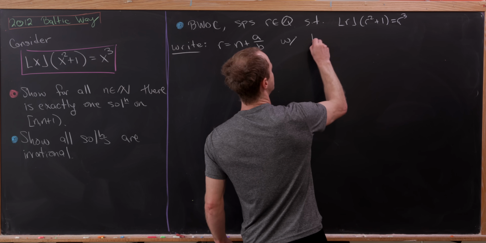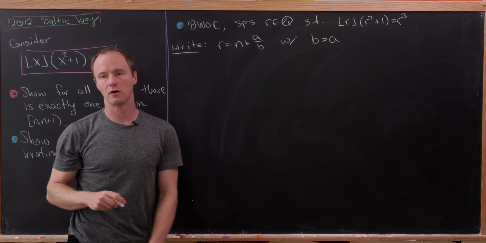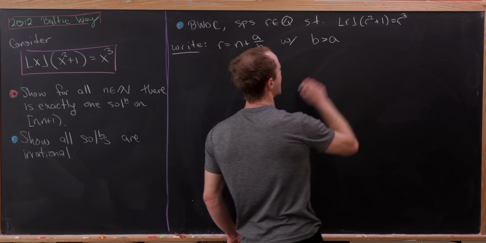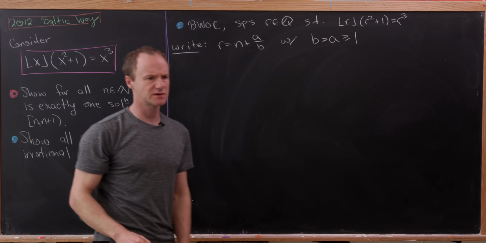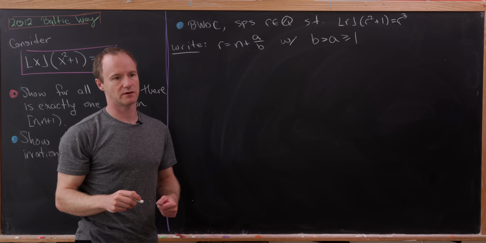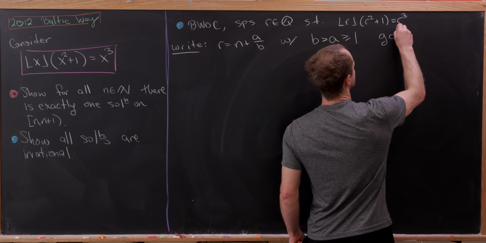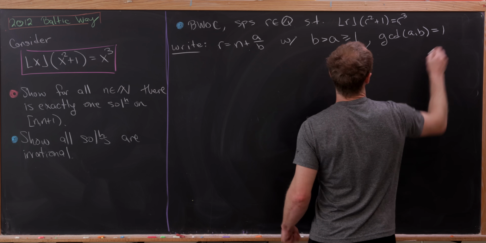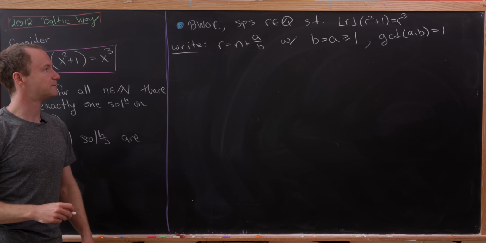So here we need B to be bigger than A, and that's just to ensure that A over B is less than 1. And then we need A to be bigger than or equal to 1. So that's just to ensure that, well, it's positive. And then furthermore, we might as well take these two numbers to be relatively prime. So in other words, our fraction is in lowest terms.